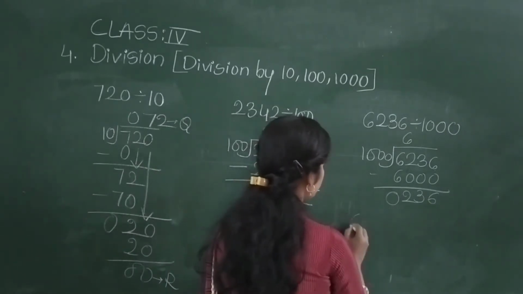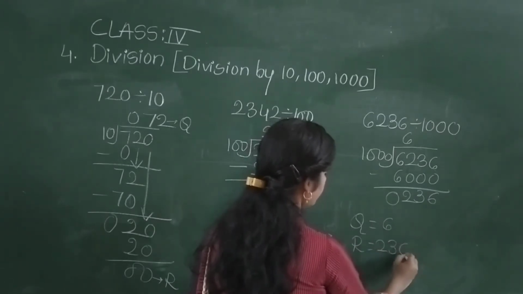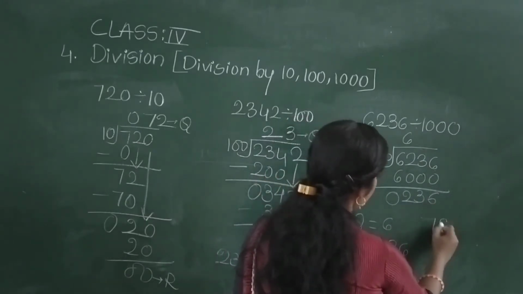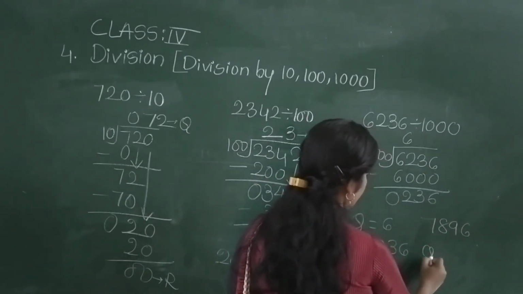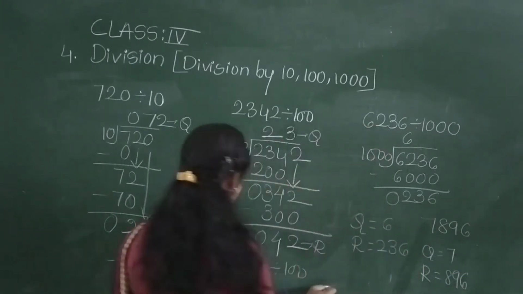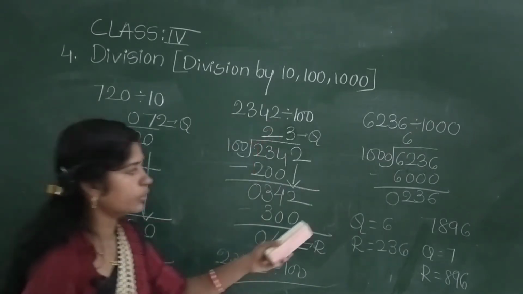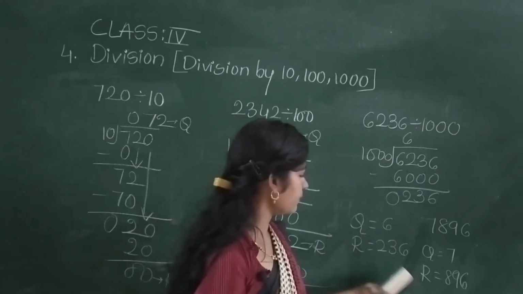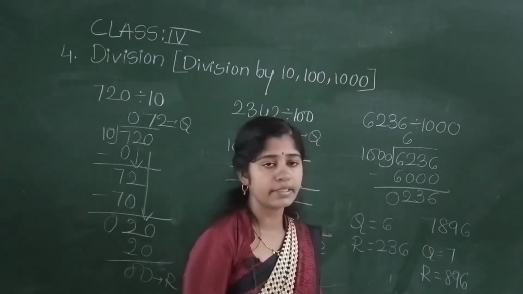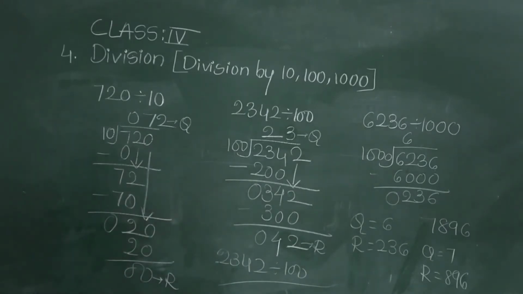So what will be the quotient here? Quotient is equal to 6 and remainder is equal to 236. For example, if you take 7896, then the quotient is 7 and remainder is 896. See here, 23, the quotient is 23 and remainder is 42, but here the quotient is 6 and remainder is 236. Here the quotient is 7 and remainder is 896. If you know this trick, then there is no need to solve all the examples.